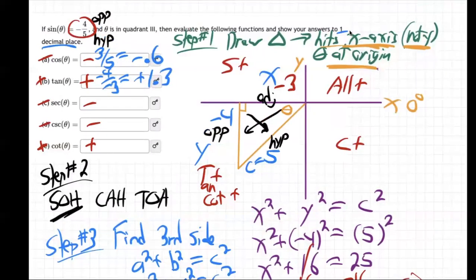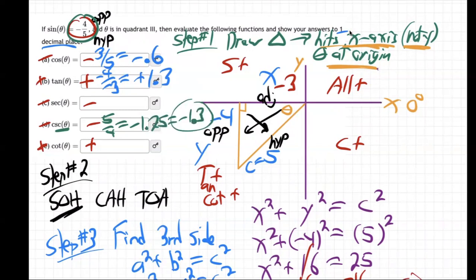Cosecant, flip sine. So I'll come down here to cosecant. I'm going to flip sine. Grab sine. -5/4. If you get in your calculator, you get -1.25, which rounds. You want 1 decimal. 1.3. And secant, you flip cosine. So let's do that. Cosine is this. You flip it, -5/3. -1.666, which rounds to be -1.7, 1 decimal place.